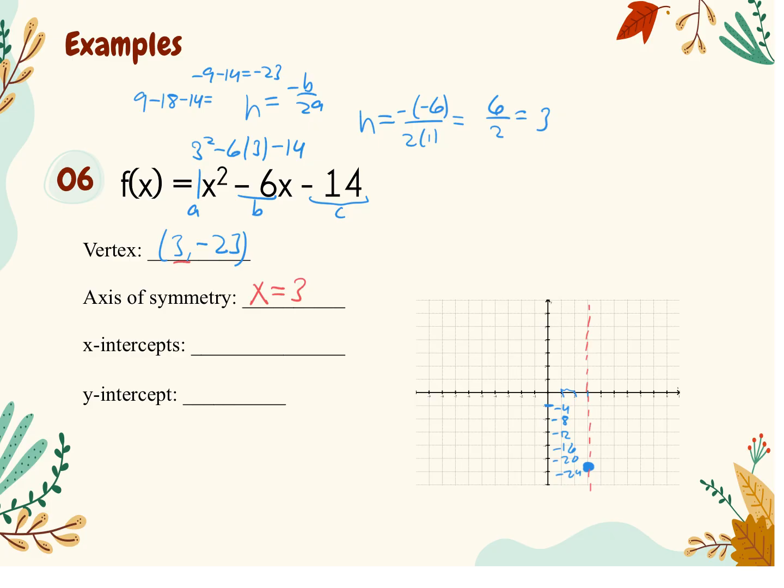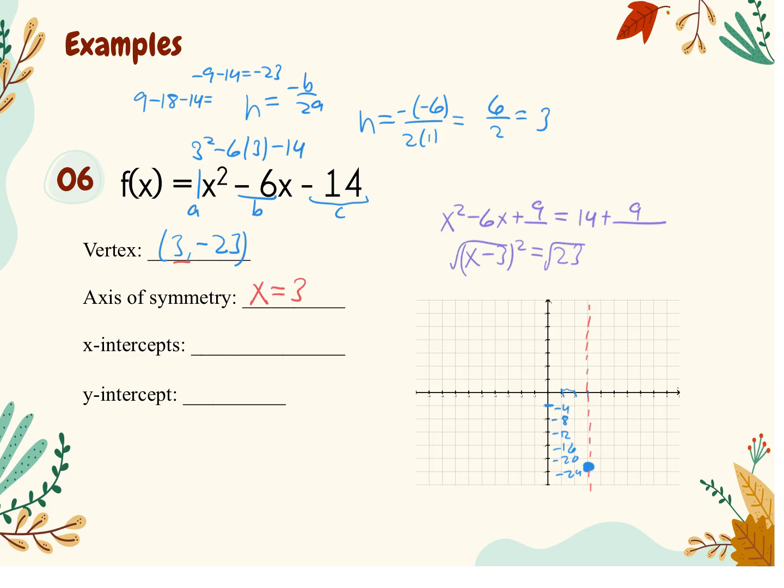X-intercepts, if you can factor this, you would factor it. I actually don't think this one factors, so you would have to use completing the square or the quadratic formula. I'm going to complete the square, so I'm going to do x squared minus 6x plus a blank equals, we would have added 14 to the other side, plus a little blank, and then in this blank is going to go b over 2 squared, which is 6 over 2 squared, which is 9. All right, so add 9 to both sides. And then this is going to factor as x minus 3 squared equals 23.